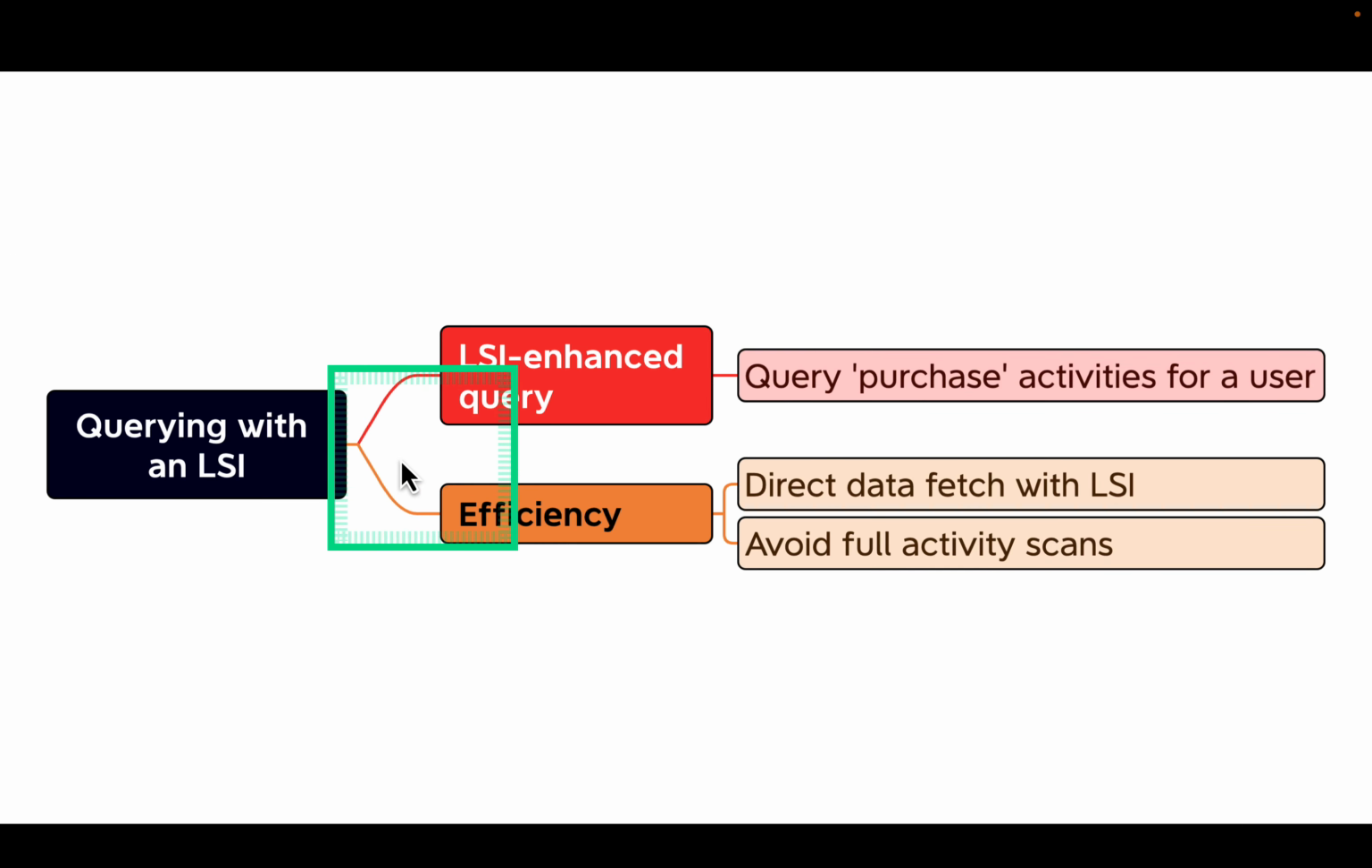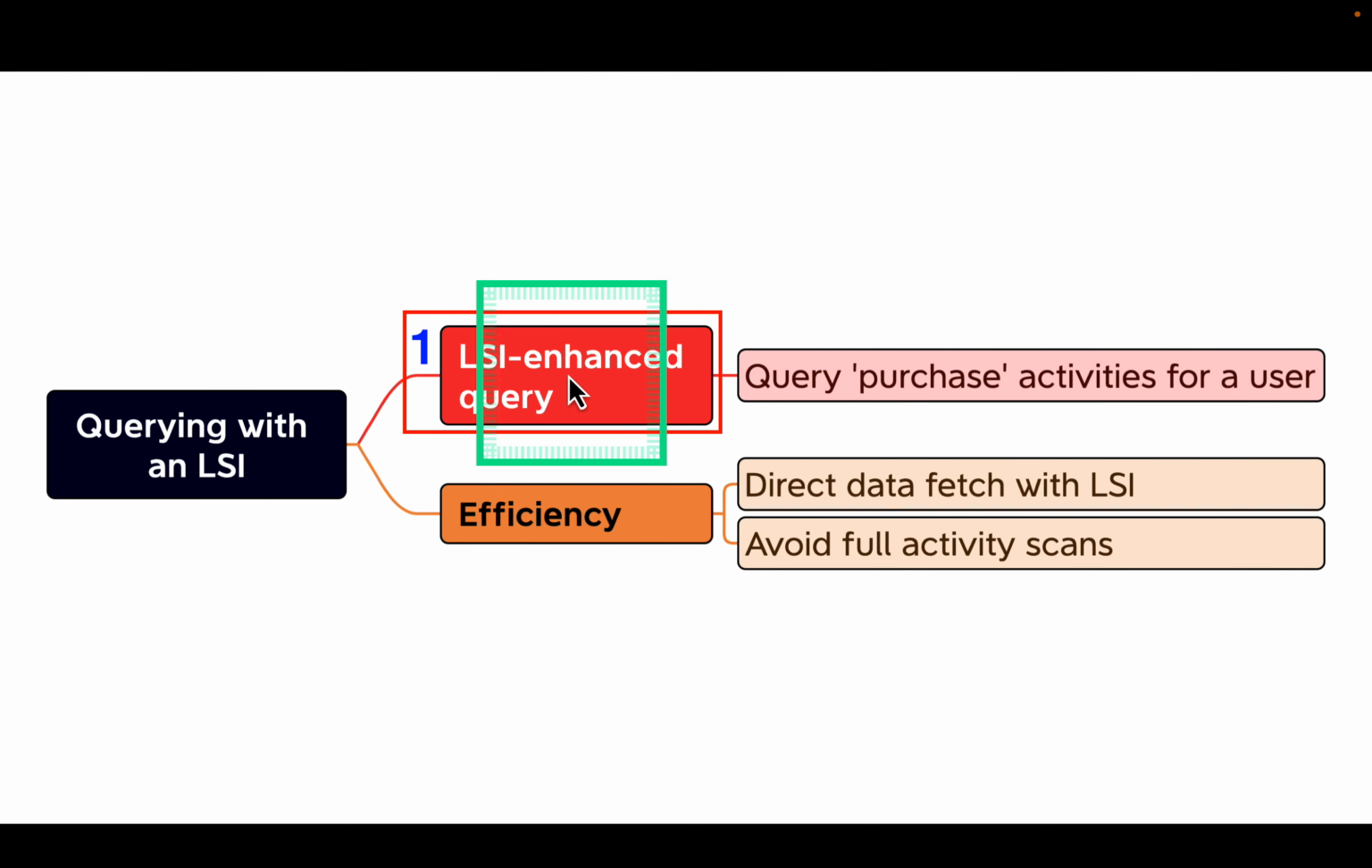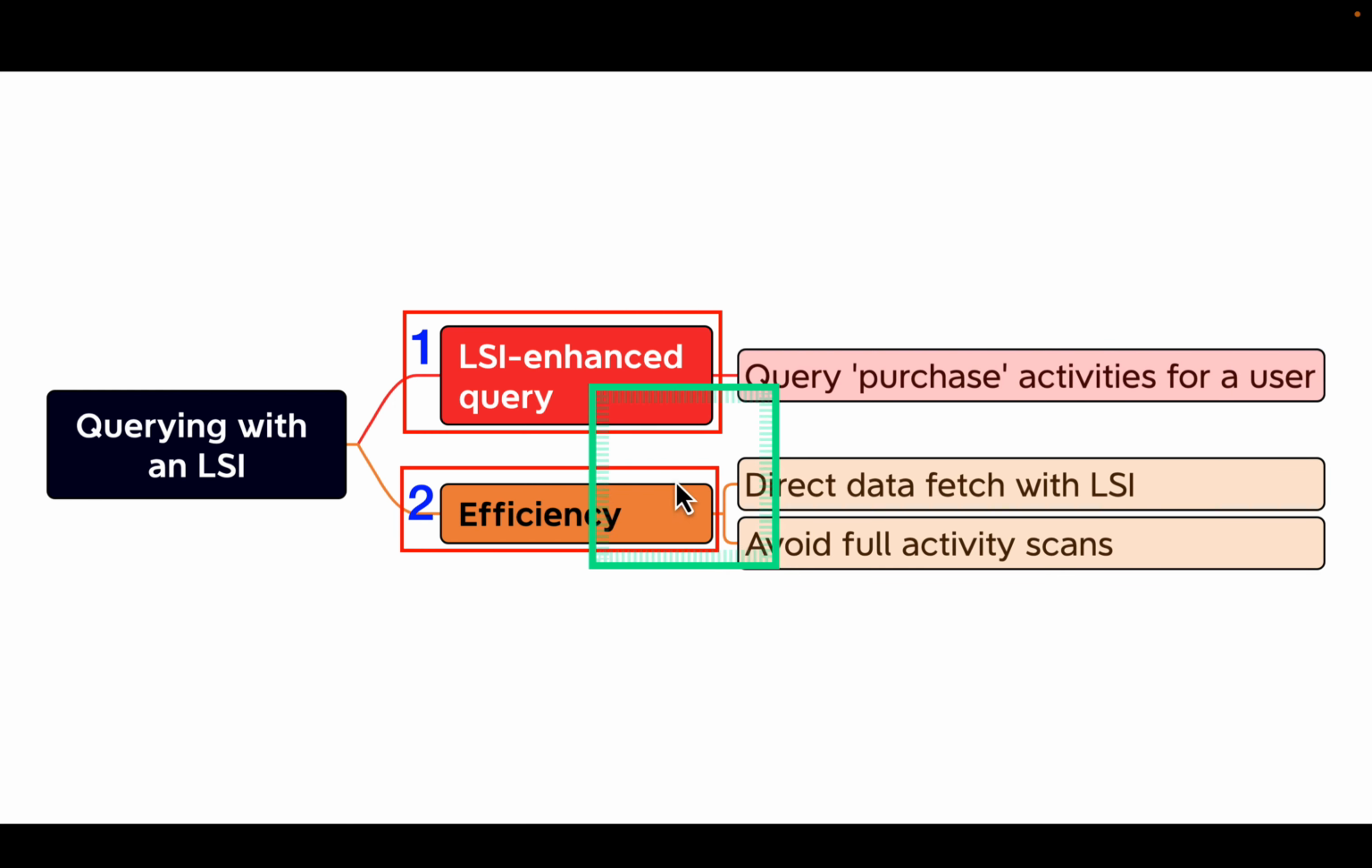So imagine querying all purchase activities for a user with our LSI. This I had already talked about. With our LSI, this becomes straightforward: query purchase activities for a user. And the key takeaway here is efficiency. Without the LSI, we would have to scan through all activities to filter out purchase ones. So if we want to say activity type of purchase, which has higher importance, the LSI lets us fetch this data in a more direct manner.